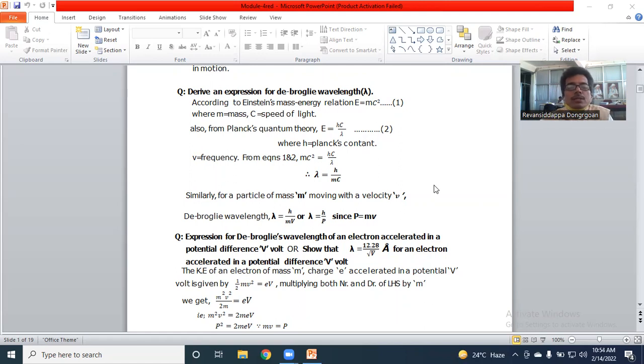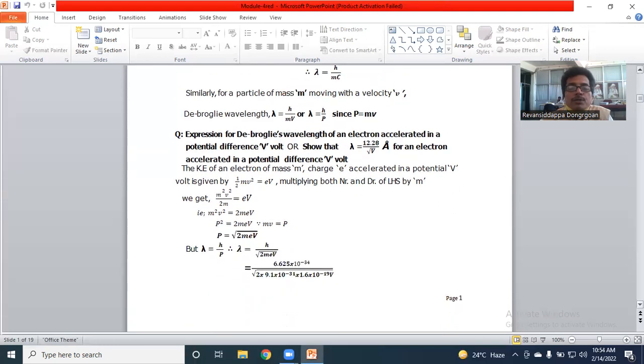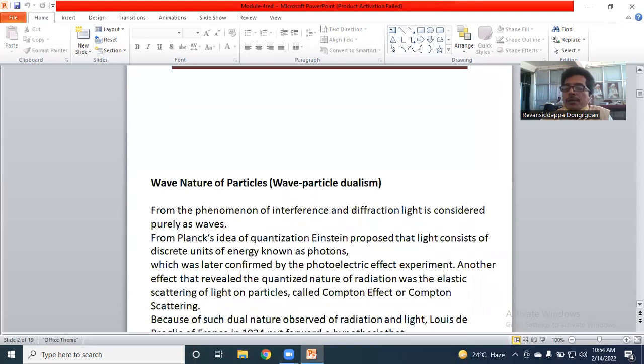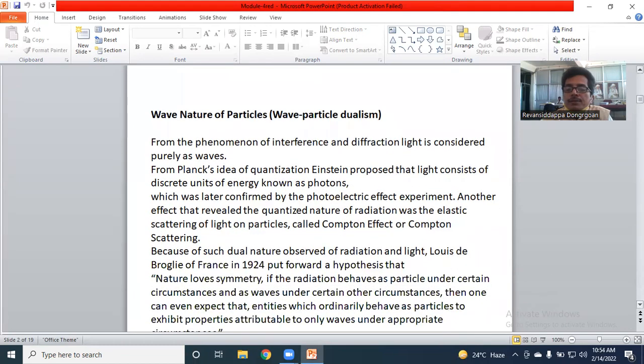Yesterday, in the last class, we derived the de Broglie's wavelength. The expression for the de Broglie's wavelength is completed. The dual nature of light is also completed.